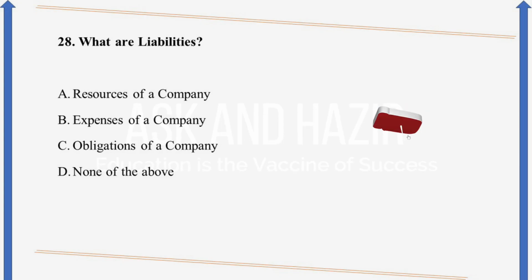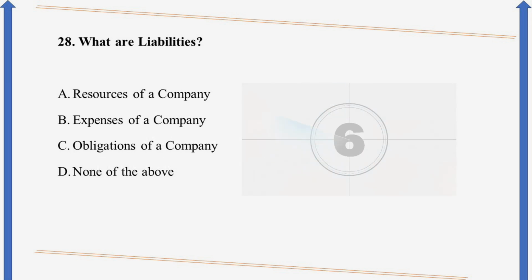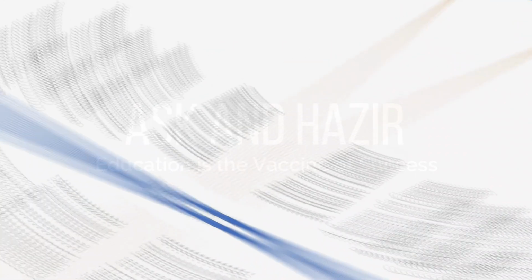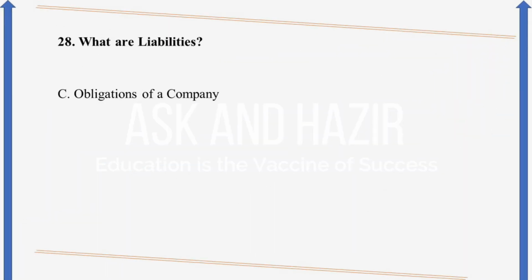28. What are liabilities? Resources of a company. Expenses of a company. Obligations of a company. None of the above. Answer, C. Obligations of a company.